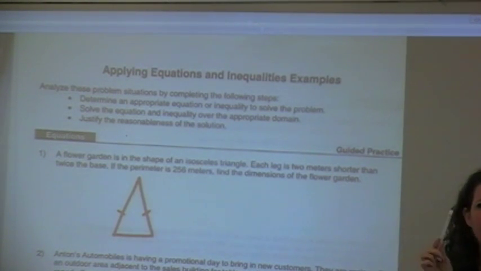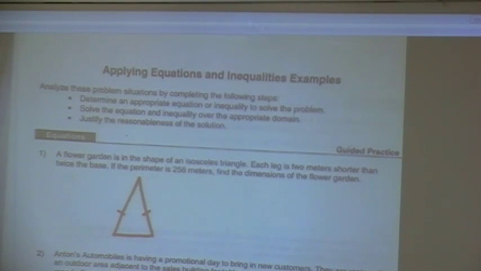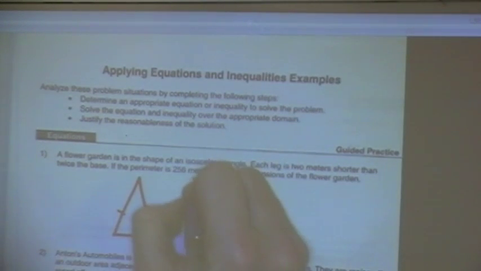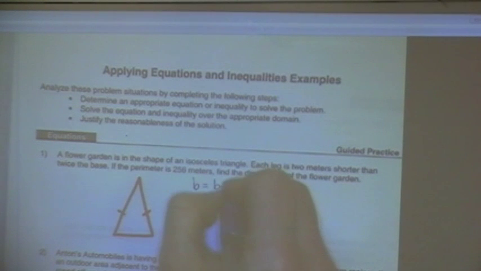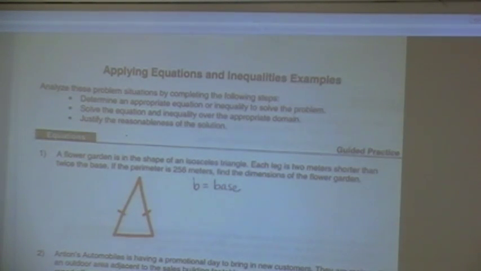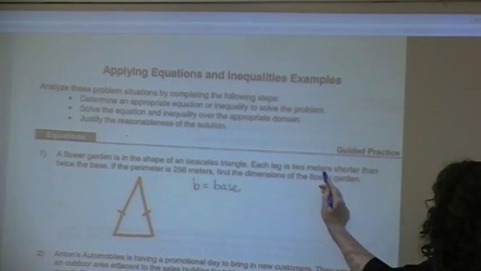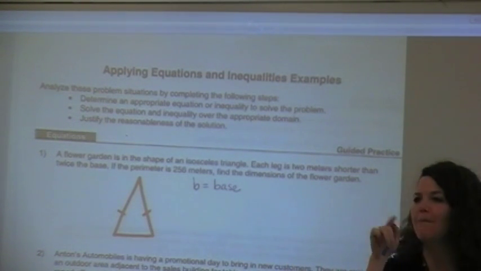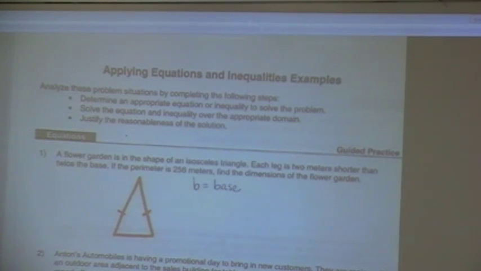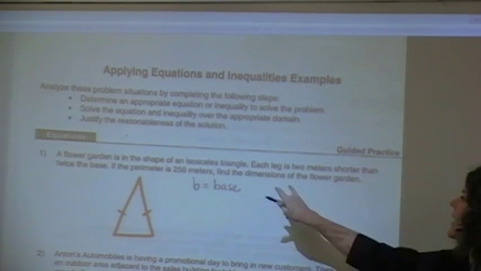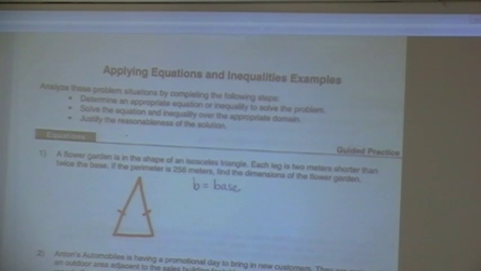Okay, so in order to know how long the leg is, what do I have to know first? You've got to know the base. So I am going to say B equals base, because that's the one I have to know. If I know that one, I can figure the other one out. Now I'm going to go back to this sentence, and I am just going to translate it mathematically, going word for word, and if it is a word that can be translated into a math symbol, I'm going to do that. Okay, each leg. Can't translate that into a math symbol, so I'm just going to write leg.